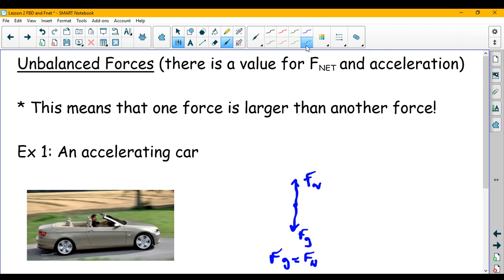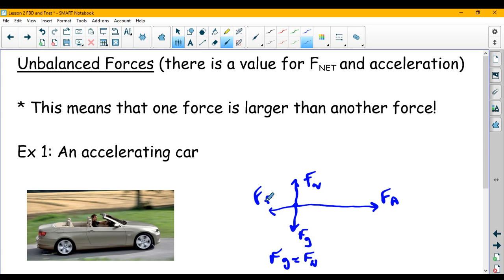Then I'm going to think about my other pair. My other pair are going to be my applied force going forwards. And in this case, the applied force is being applied by the engine. And it's going to be a big, big force. It's going to have a large applied force. There we go. And in the opposite direction will be friction. But in this case, friction is not as large. The applied force is much larger than the friction force. So I'm going to draw it that way.